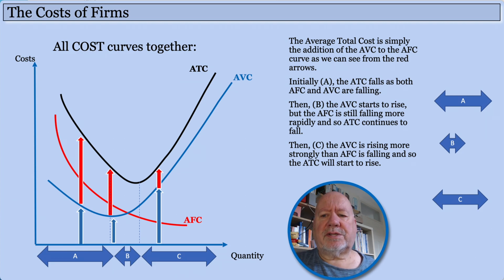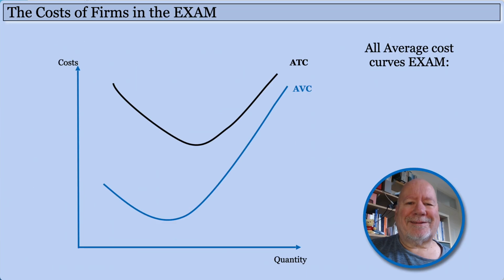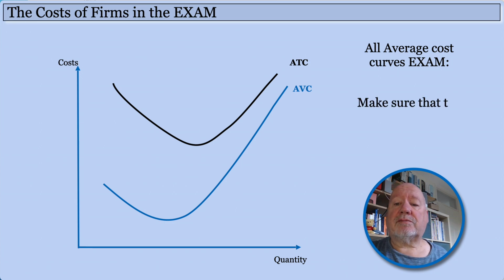I've never seen a question where you have to explain that. But these are the curves that you need to draw in the exam. Try and get them so that the average total cost and average variable cost get closer and closer together, because the difference between them is the average fixed cost, which is an ever decreasing number. Okay, if you don't do that in the exam, it doesn't really matter. It's not one of the things that they're looking for, but that is the best diagram to draw.